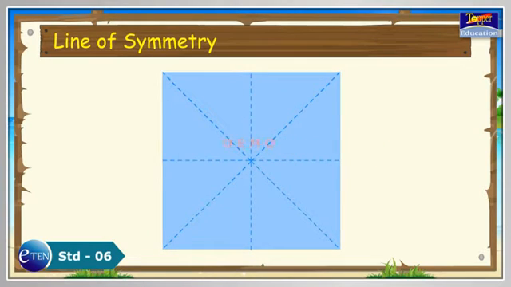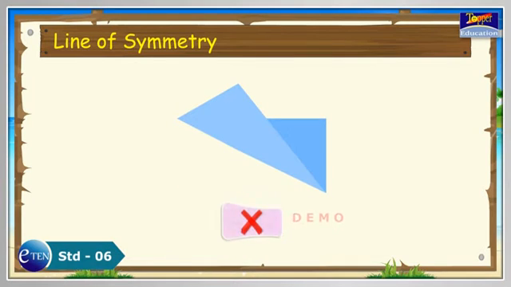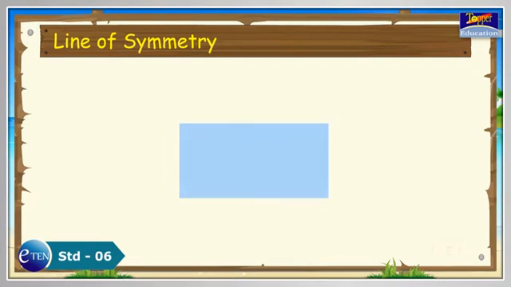Let us do a folding test. You can find if a shape has a line of symmetry by folding it. Here I have folded a rectangle one way and it didn't work. But when I try this way, it does work.